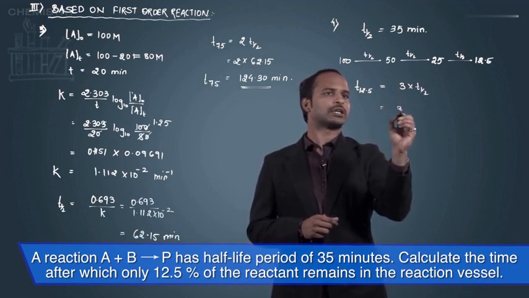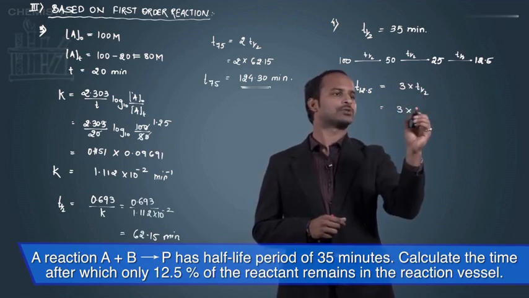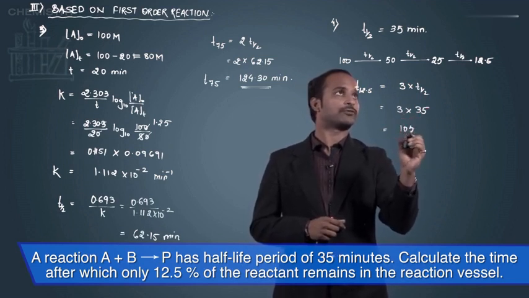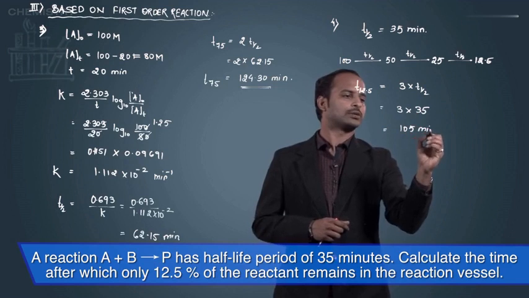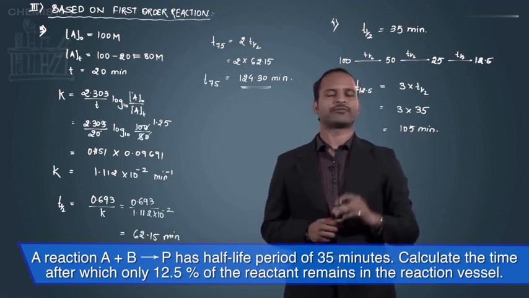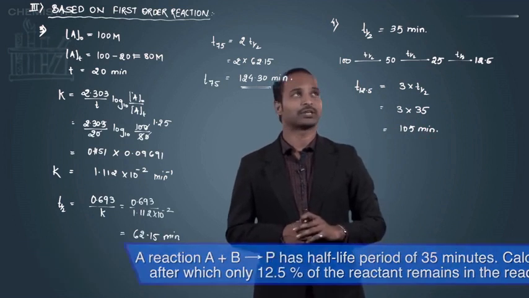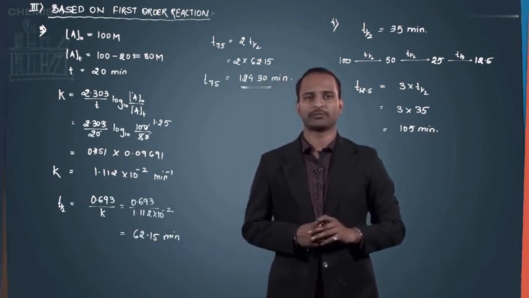So here I can say 3 times the half-life period means 3 into 35, which is equal to 105, unit is minutes. So after 105 minutes, I can say that 12.5% of the reactant will be left in the reaction if the half-life period is 35 minutes.